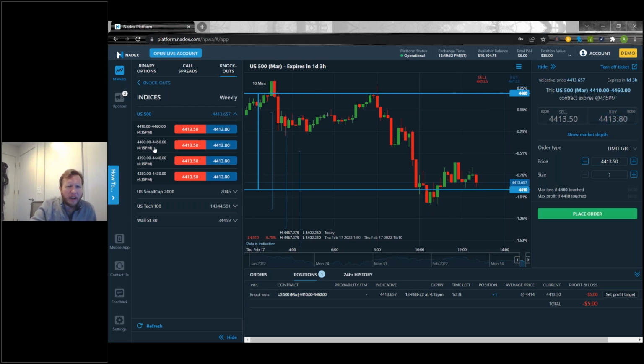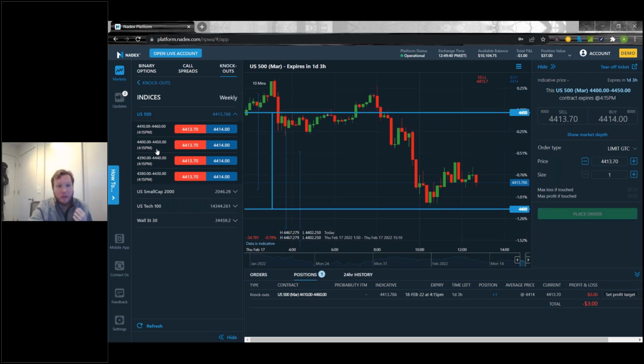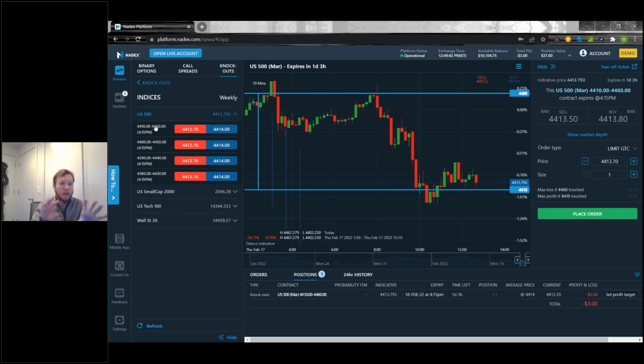So while these knockouts are listed, as I click up and down, you can see these are always going to stay until they get knocked out, and then they won't be here anymore. But while they're here, that floor and ceiling is not going to change. The price in the middle is going to change. The floor and ceiling is not going to change. So we basically have the contract name. You can see 44.10 to 44.60.